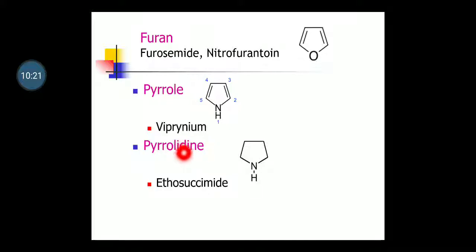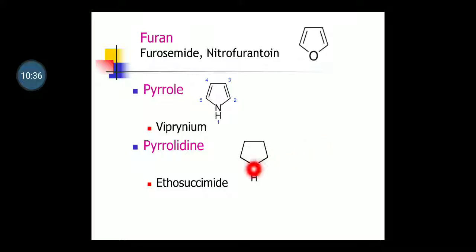Pyrrole becomes pyrrolidine, where the E is replaced by IDNE. That is the pyrrolidine, and obviously it is a completely saturated one; there is no double bond. Unsaturation means the presence of a double bond. If there is no double bond, it is completely saturated.